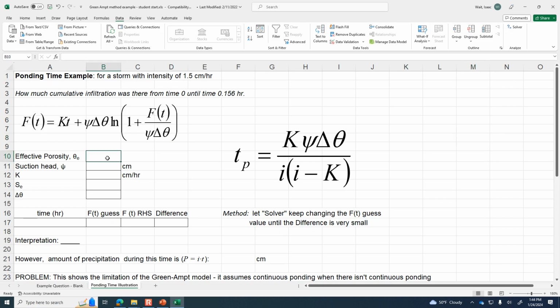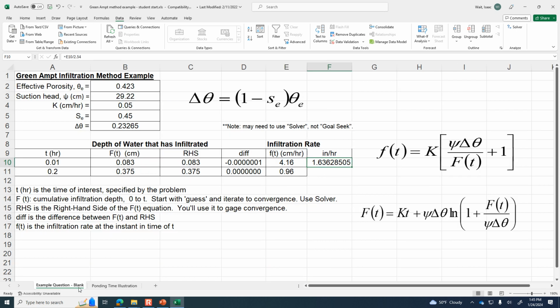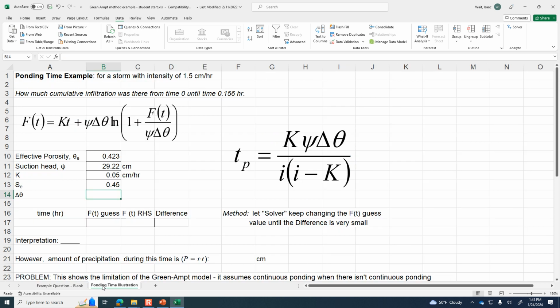Let's fill this in with the effective porosity, which we already knew was 0.423. The suction head was 29.22. The K value, the hydraulic conductivity of the soil, is 0.05 centimeters per hour. The effective saturation is 0.45, and then the delta theta we could calculate in the previous step. It was 0.232. So 0.232.